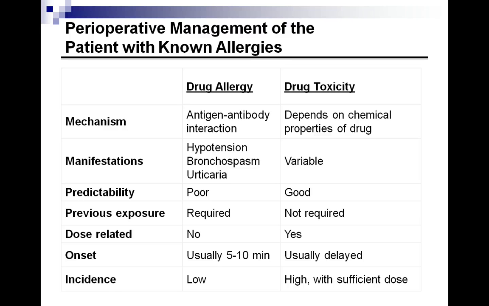So in patients who have a drug allergy, here's a chart that may help distinguish between that and drug toxicity, looking at mechanism, manifestations, predictability, previous exposure to the offending agent, whether the severity of the response is related to the dose of the drug given, the onset time frame, and the incidence.